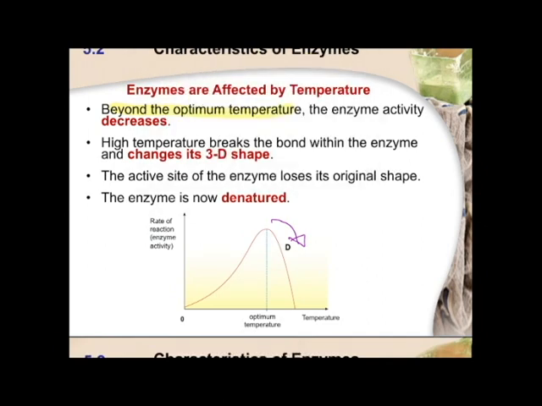You start to see a decrease in the rate of reaction. It starts to move downwards. And when the activity actually decreases, this is because denaturation has occurred due to the high temperature. The high temperature has broken the bonds within the enzyme and hence changed its 3D structure. The active site of the enzyme will start to lose its original shape, and this is where we say that the enzyme is denatured.